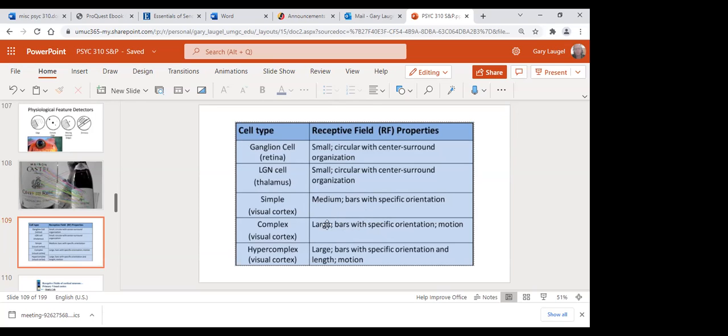Now the complex visual cells require, as we said, not only the orientation of the line, but also movement in a specific direction. And then the hypercomplex cells respond best to. These are nerve cells in the visual cortex. So usually people study like the cat. And we have every reason to believe that it's very similar in humans. But the kitten and monkeys, different kinds of species that people have studied.